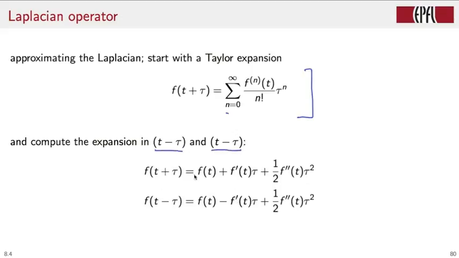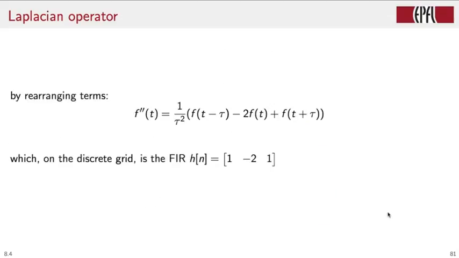So in t plus tau, we start the expansion and we stop at the second order term, and we get f of t plus f prime of t times tau plus 1/2 second derivative of f in t times tau squared. And for t minus tau, we get exactly the same formula with the difference that the sign here changes. Now, if we sum these two things together and we rearrange the terms, we get an approximation for the second order derivative of the function in t that can be expressed as 1 over tau squared that multiplies f of t minus tau minus 2 times f of t plus f of t plus tau.